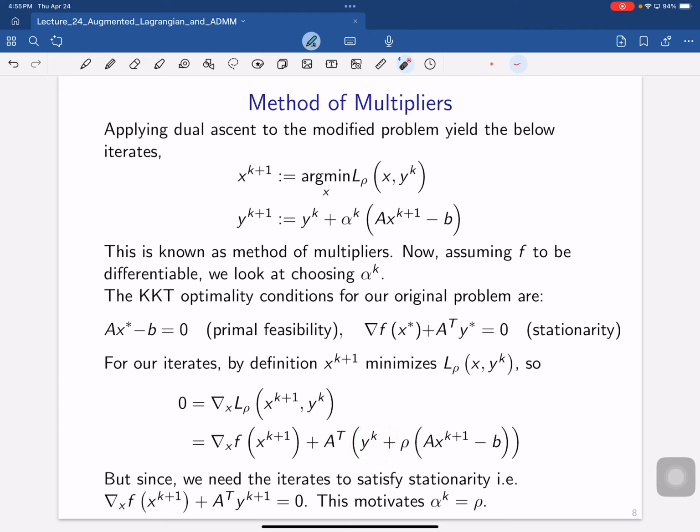Now, the next step is you want to update y k to y k plus 1. So what would be a good y k plus 1? Again, the goal is we want to satisfy the optimality condition, the stationarity condition and primal feasibility. Because we want to satisfy the stationarity condition, you can find out that if you set y k plus 1 equal to this term here, then x k plus 1 and y k plus 1 together will satisfy the stationarity condition. So that's why if you choose alpha k equal to rho here, then the next y k plus 1 will satisfy the stationarity condition.